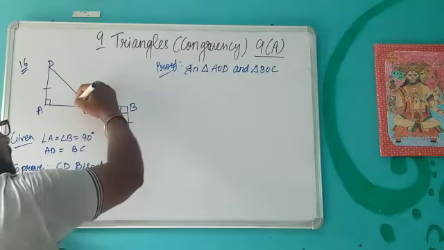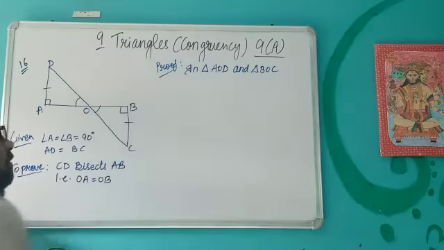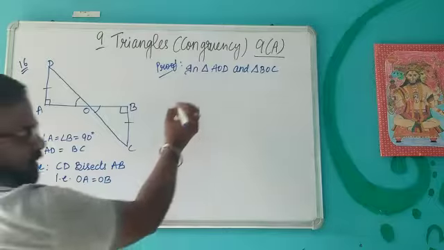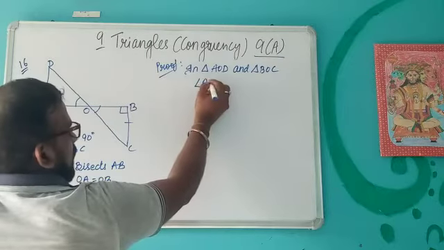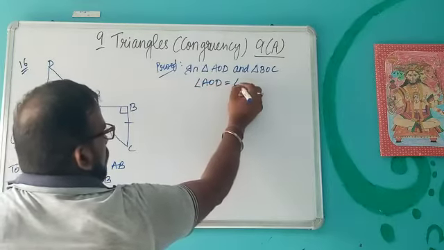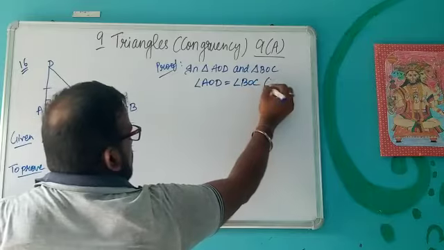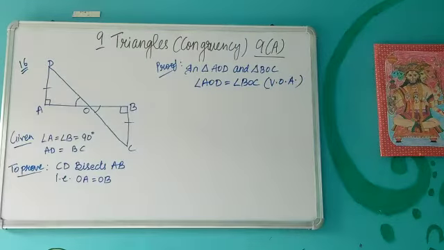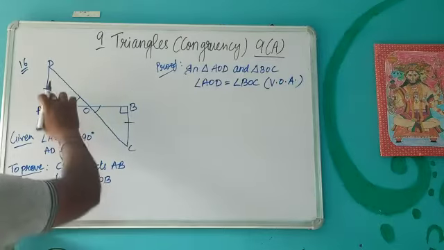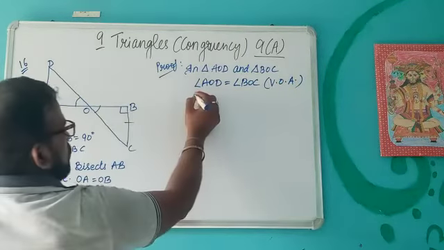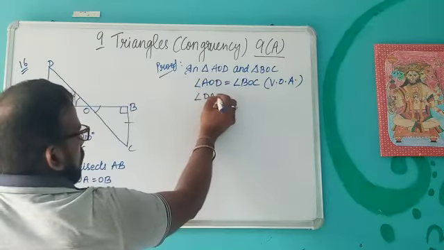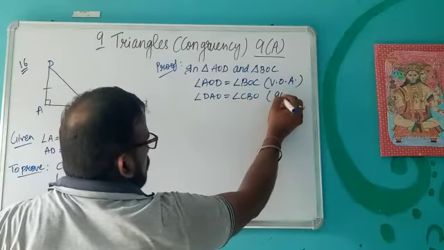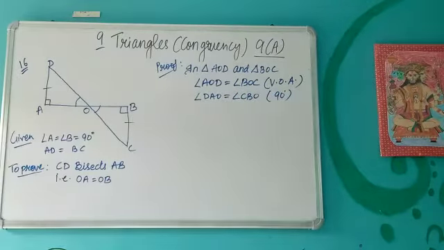So this angle will be equal to this angle again by vertically opposite angle. So we can write angle AOD is equal to angle BOC by vertically opposite angle. Then these two angles are 90 degrees. So we can write angle DAO is equal to angle CBO because both are 90 degrees.